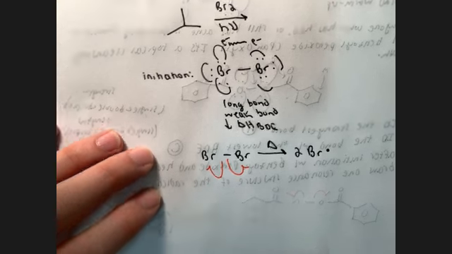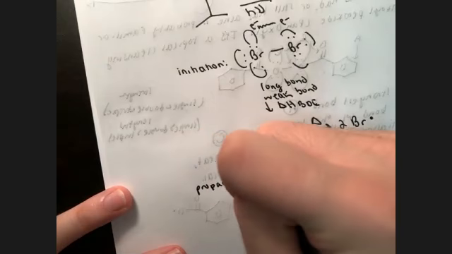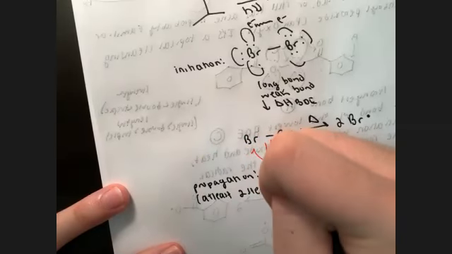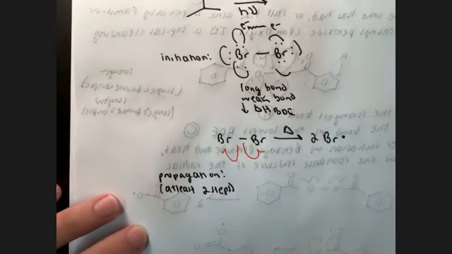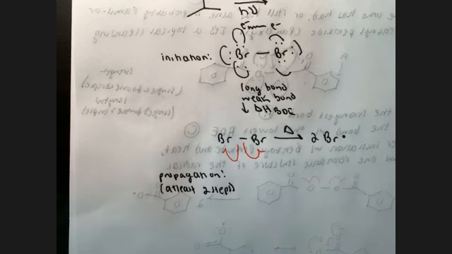Cool. So propagation. Propagation is at least two steps, but it could be more. Remember in my PowerPoint presentation about my research, propagation can go on for thousands, if not tens of thousands of steps, and that's how we make those long polymer chains. But in terms of the simple organic chemistry here, we're going to stop after at least two rounds or something like that.